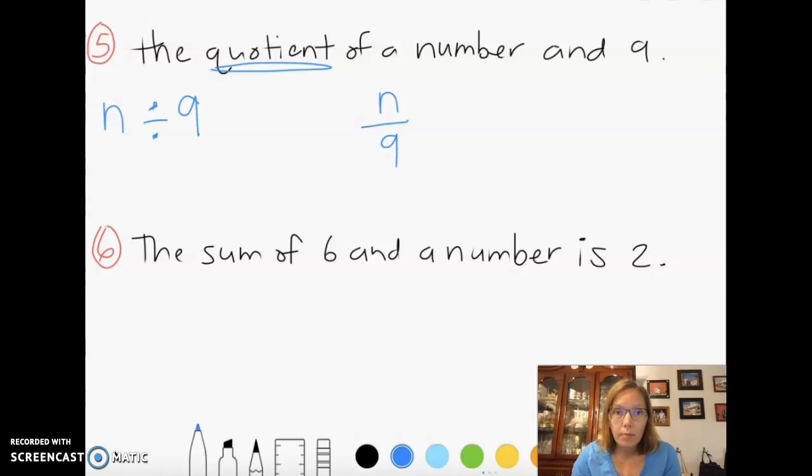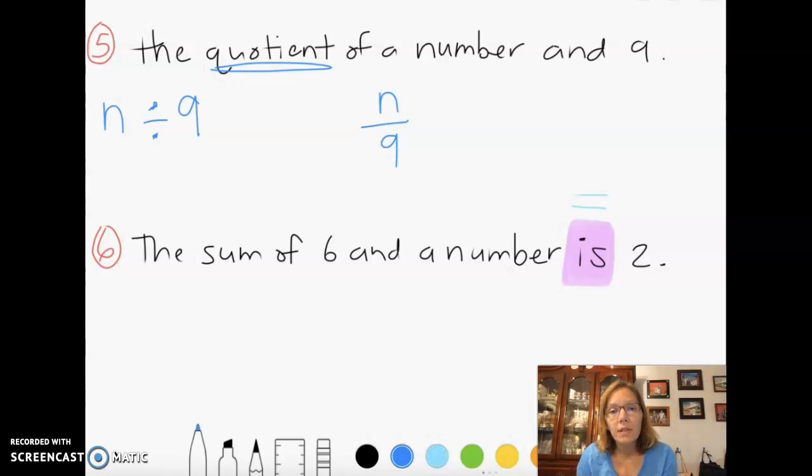The next problem, number 6, has a new set of directions. It says write each verbal sentence as an algebraic equation. Okay, so equation means I need an equal sign. It says the sum of 6 and a number is 2. Now here is your big hint of the day. Whenever you see the word is, that means equal. Is means equal. So I'm going to put my equal sign there to remind us.